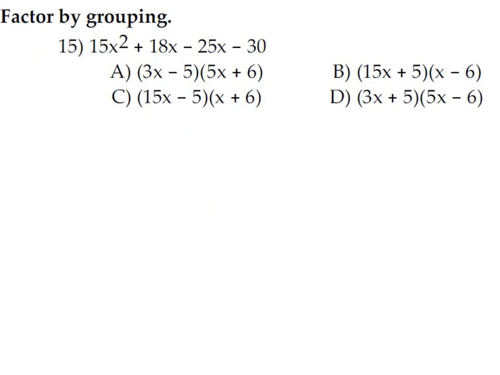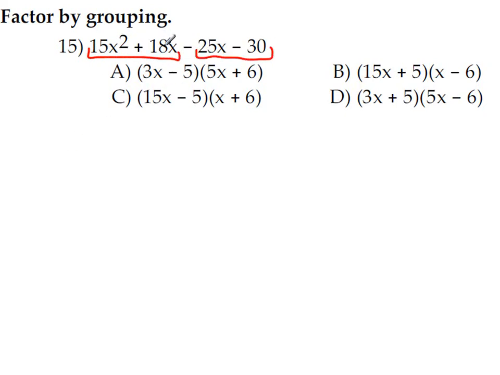Our next one, we have question 15. It says factor by grouping. Now, this one is interesting because you might be thinking, well, I can combine like terms. In fact, this is another way we can sometimes work with AC, where we split up the middle term into two factors and then factor by grouping. We're not going to combine like terms. We're going to resist that urge. We're going to group the first two together and the last two together.